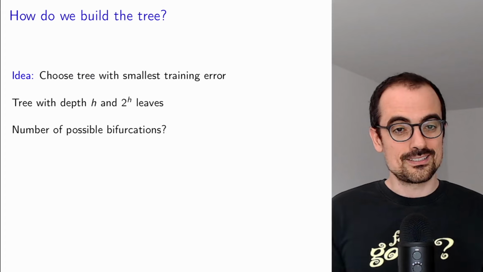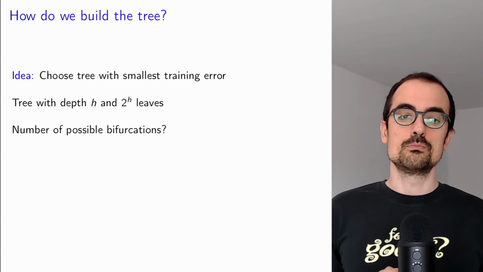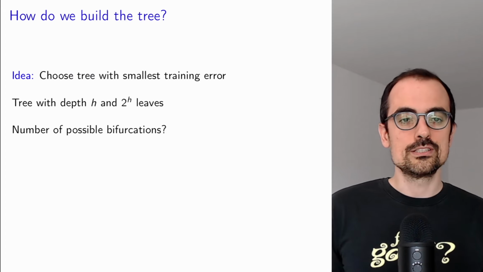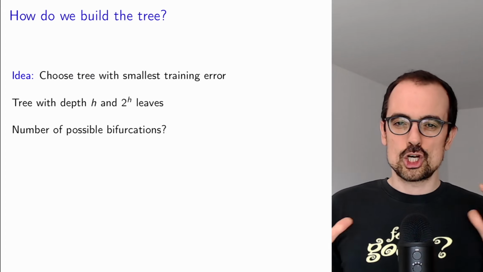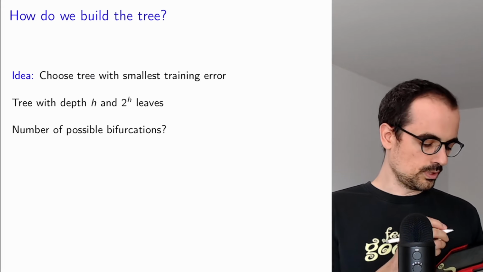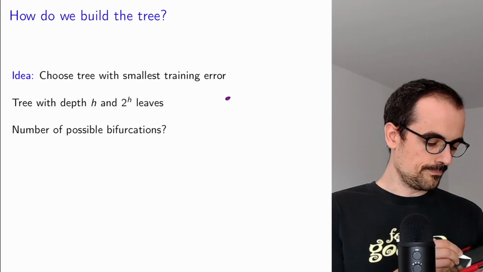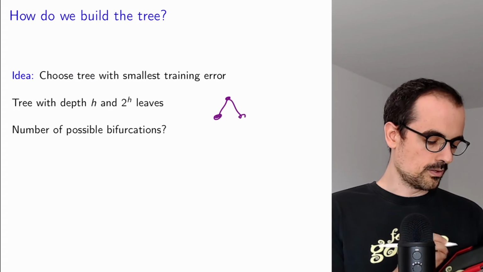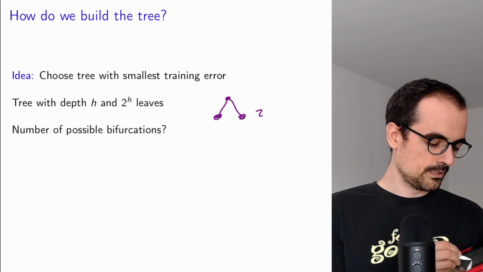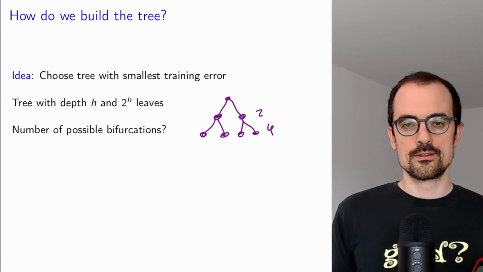But here we encounter a problem that is similar to the one that we thought about before when we were considering all the possible regions. There's just a lot of trees. So imagine a tree with depth h and 2 to the h leaves. So just to be clear, this would be a tree of depth 0, a tree of depth 1 has 2 leaves, a tree of depth 2 has 4 leaves, and so on and so forth.